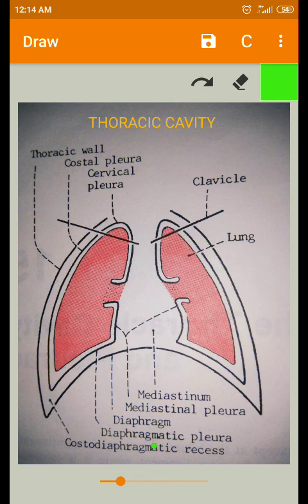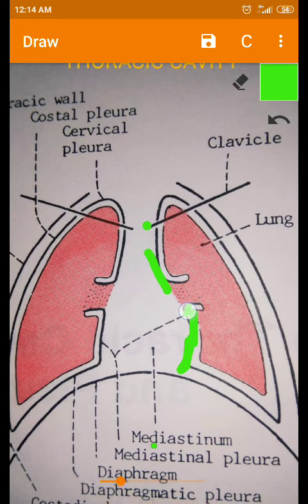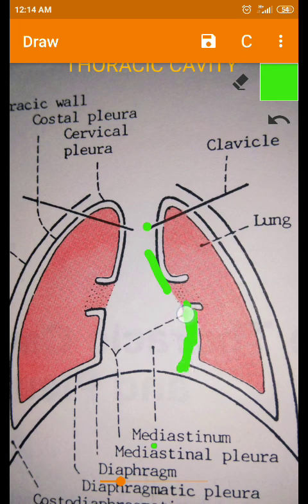And coming to the mediastinal pleura, this mediastinal pleura lines the corresponding surface of the mediastinum. It is reflected over the root of the lung and becomes continuous with the pulmonary pleura. So this parietal pleura is continuous with the pulmonary pleura at the root of the lung.